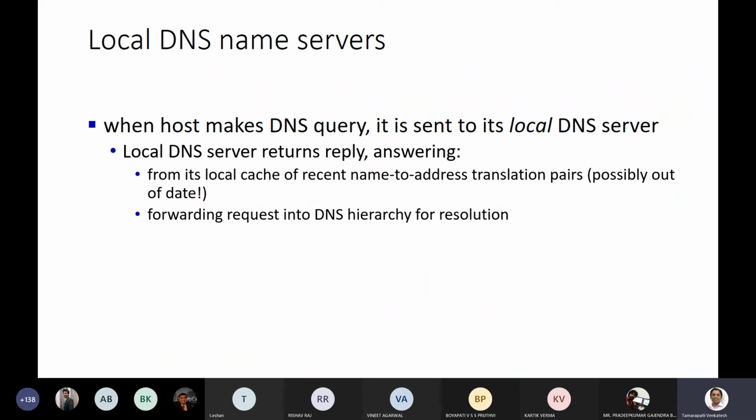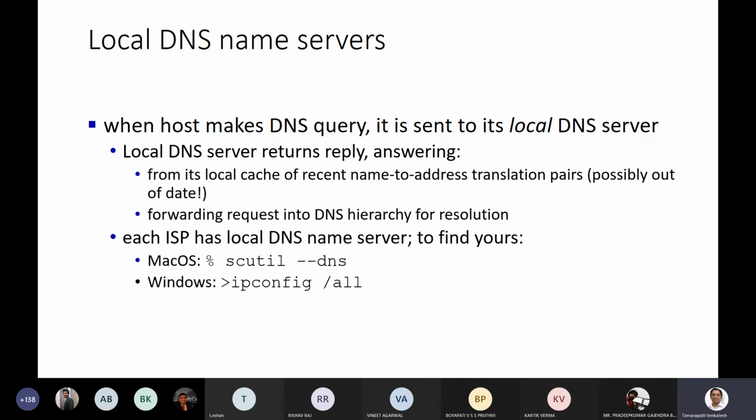Then this local DNS server starts the query process, finally gets the reply, and passes the reply back to the host which is making the DNS query. It could answer from its cache. If the mapping is not cached, that means it was not requested earlier, it would not be there in the cache. Then this local DNS server forwards the request into the DNS hierarchy for resolution. We will see how this hierarchical resolution works.